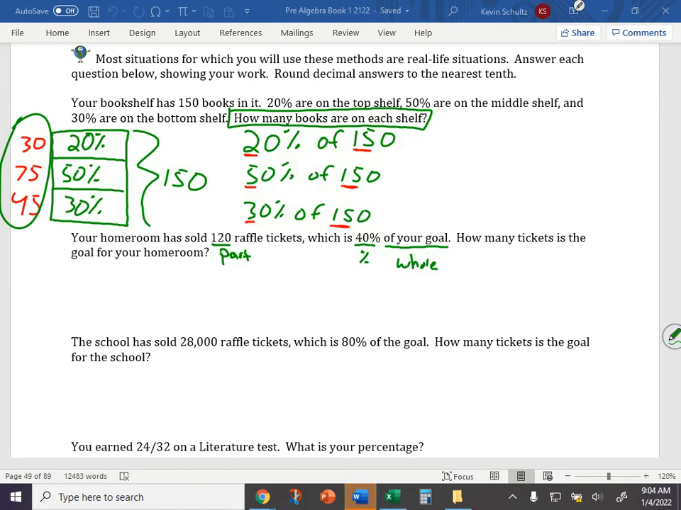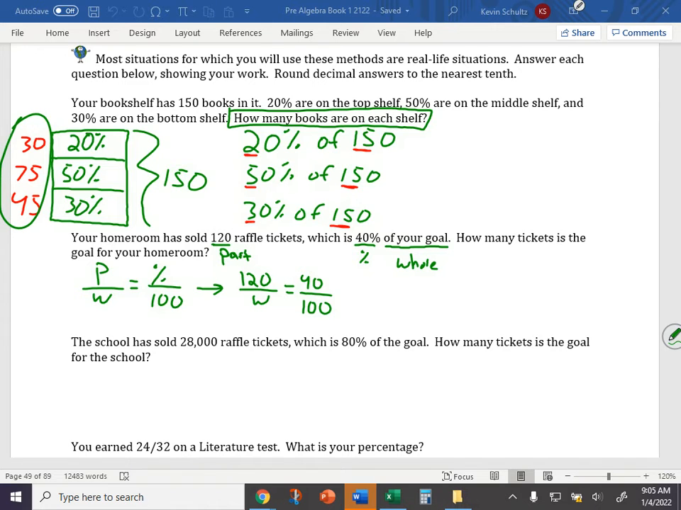And then our 40% is our percent here. Okay. So using the proportion method, part over whole equals percent over 100. Let's plug in what we know. Do we know the part? Yes. Do we know the whole? No. We know the percent. That's 40. And then there's the 100. Okay? That's how we set it up as a proportion. Part over whole, 120 out of what equals 40%, 40 over 100.